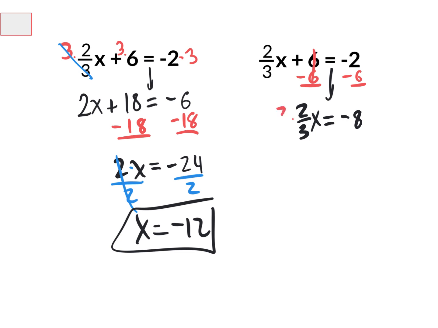So you only have to multiply this by 3 and that by 3. And you end up with 2x equaling -24. -8 times 3 is 24, -24. And you get rid of the multiplication of 2 by dividing by 2 and dividing by 2. And you get the same answer.